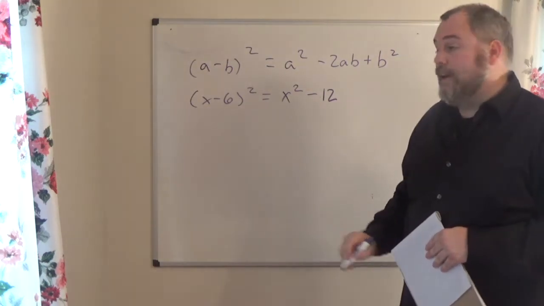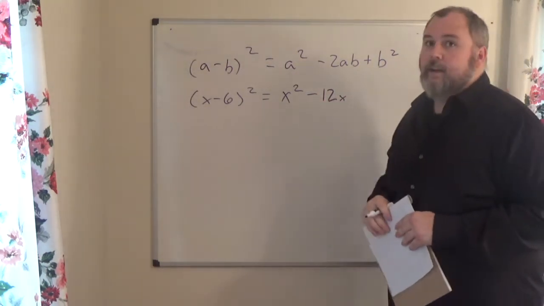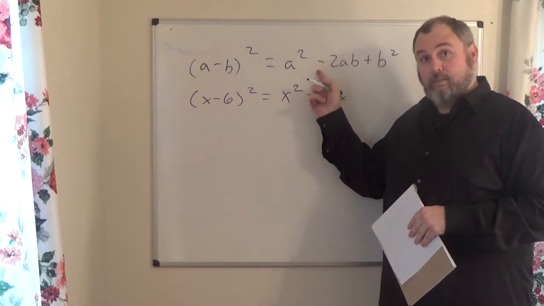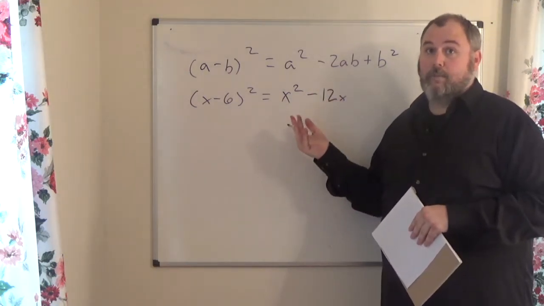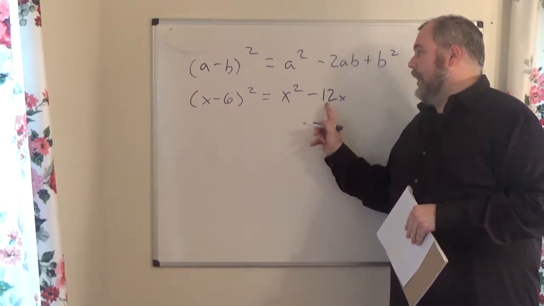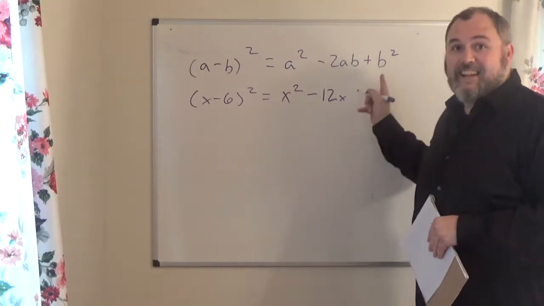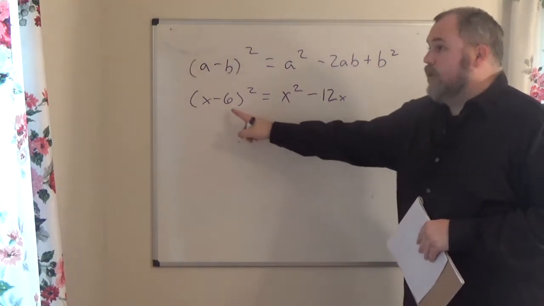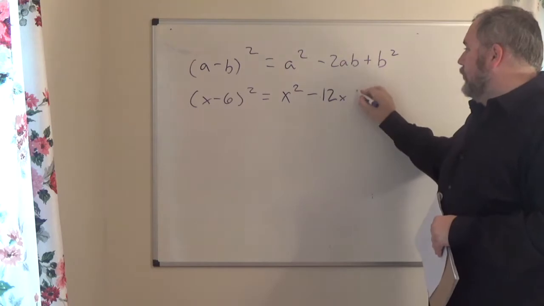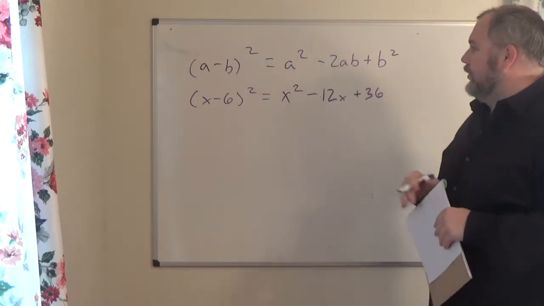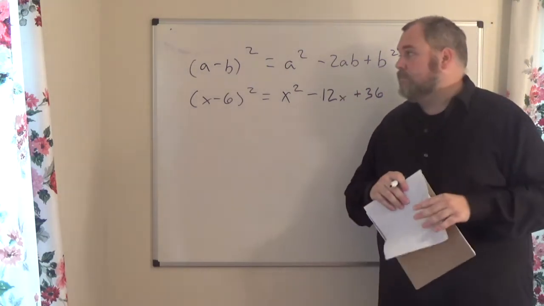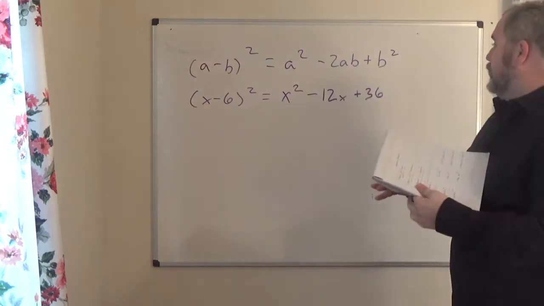Minus 12x. Now, why is it a minus here? Well, because that's a minus there. It has to be in this format. So x squared minus 12x. And the last thing tells me to square b. Well, what's b? 6. So it's going to be plus 36. We're done.